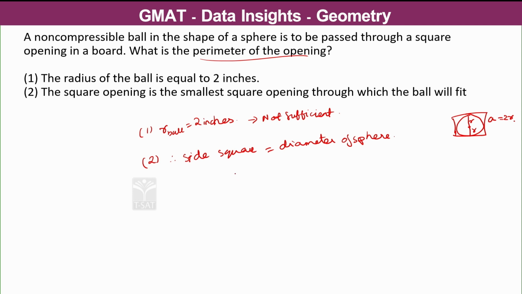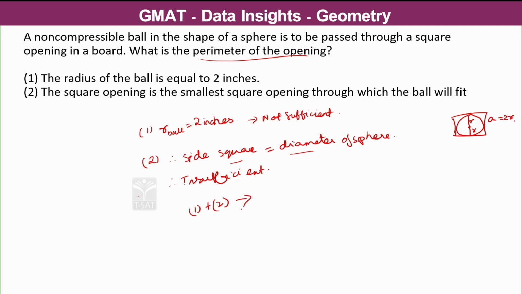Okay, but we can still not tell what the perimeter of the opening is, because in statement 2 we do not have the value of the diameter of the sphere. So this information is also insufficient to give you the perimeter of the opening. Let us see statements 1 and 2 together.